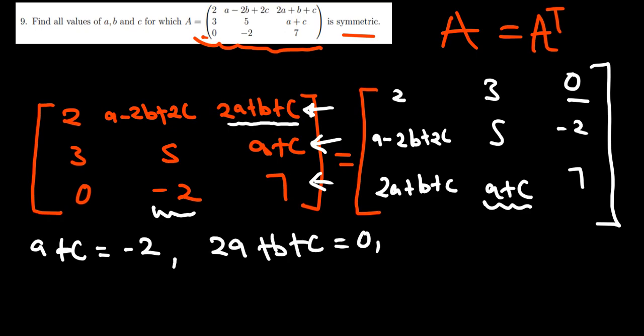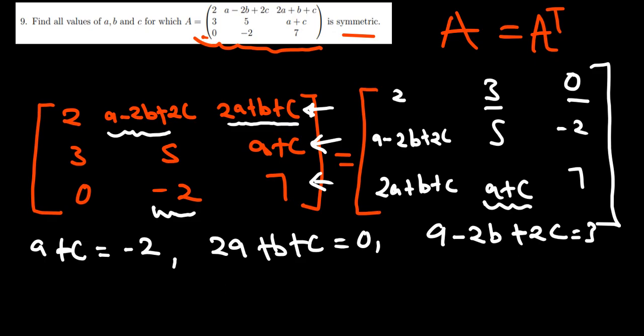And then another equation that we can get is that a minus 2b plus 2c is equal to 3. So I'm going to write a minus 2b plus 2c is equal to 3. And then from there we can solve these equations simultaneously.